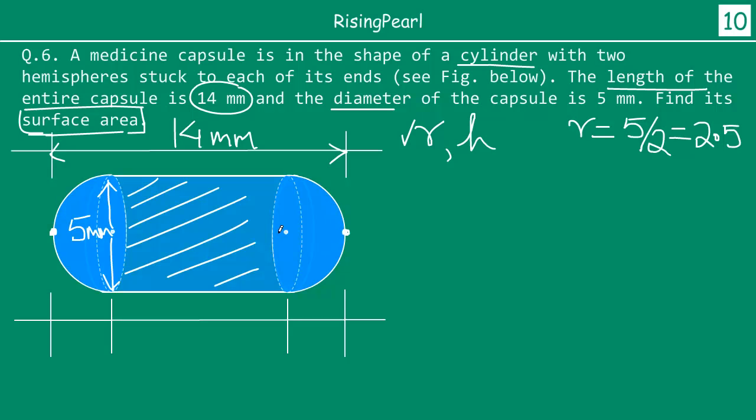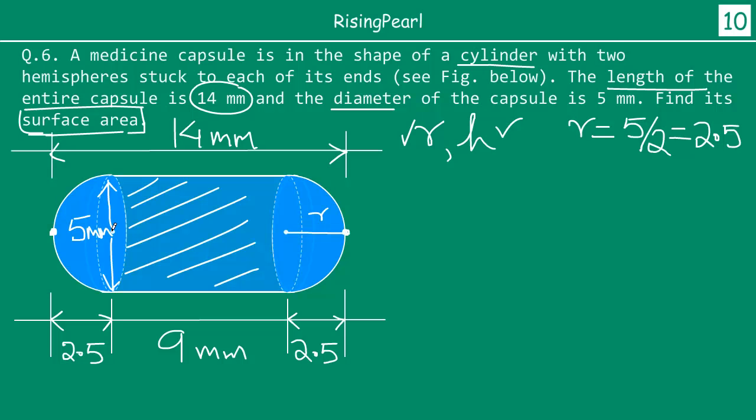The height from here to here is not given directly. But we know that this is the radius, r, and r is 2.5. That means this length is 2.5 millimeters. Similarly, this length is 2.5 millimeters. So combined, that is 5. If we subtract 5 from 14, we are left with 9. So the height of the cylinder, from here to here, is 9 millimeters. So we can find everything that we need for the right circular cylinder.